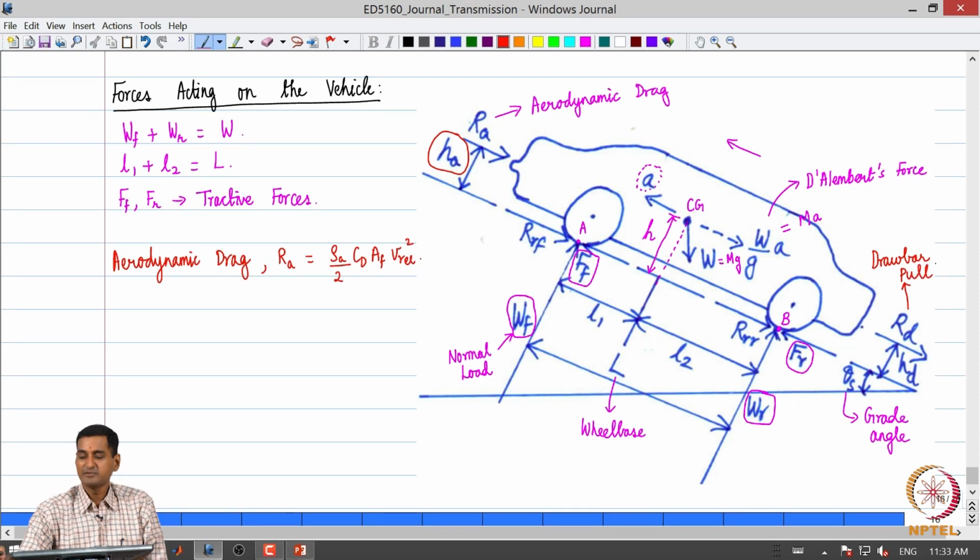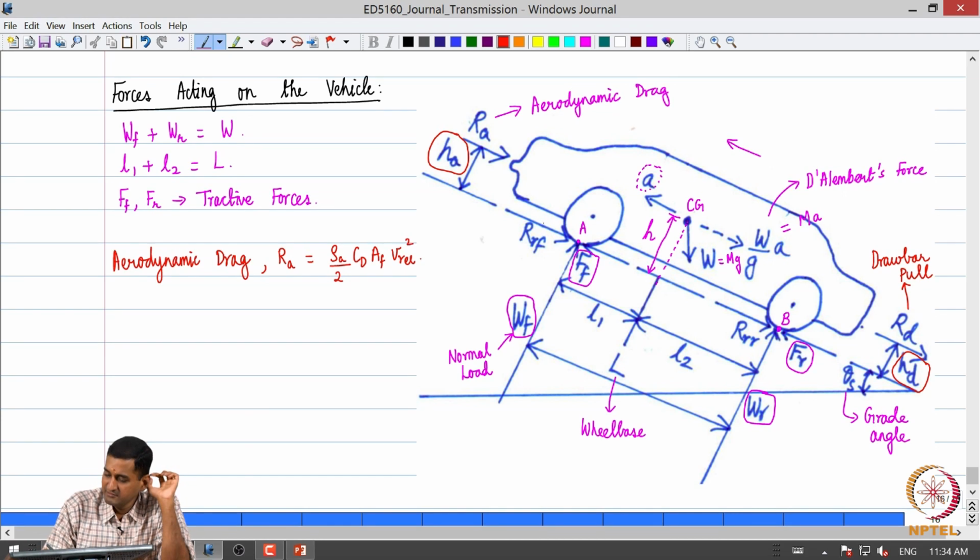So, what is this drawbar pull? Suppose I hitch something to my vehicle, let us say a small trailer, right, and I want to pull that trailer along with my vehicle. So, the trailer requires some force, right, to displace it. So, that is what is denoted by Rd, drawbar pull, and that is assumed to act at a height of h subscript d. Of course, if you do not hitch anything to the vehicle, drawbar pull is 0. Okay. So, without loss of generality, I am including the drawbar pull also.